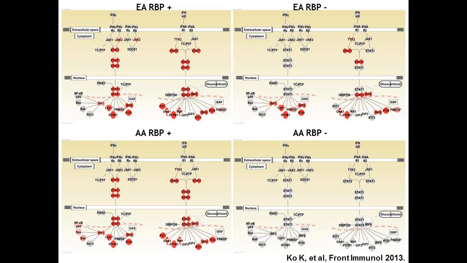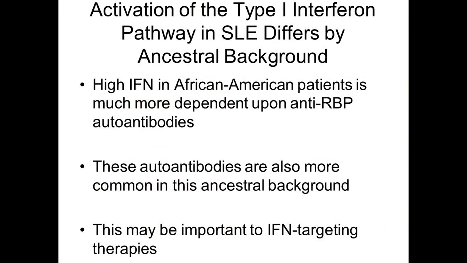Do next slide. Okay, and this is a summary slide from this section, that we do see differences in the type 1 interferon or interferon alpha pathway by ancestral background. So we see that antibodies are more important in African American subjects as far as turning on the pathway, and the antibodies are also more common in African American ancestral background.